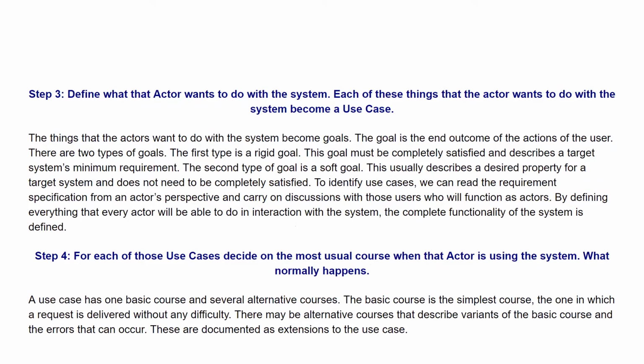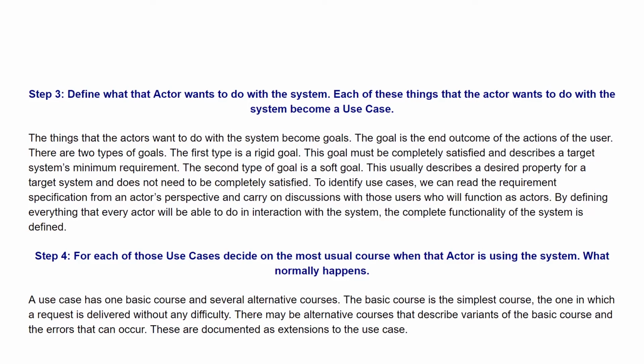Step 3 is to define what that actor wants to do with the system. Each of these things that the actor wants to do with the system becomes a use case. So the things that the actors want to do with the system become goals. For example, if a person wants to book something or order something, that becomes a system goal. The goal is the end outcome of the actions of the user.